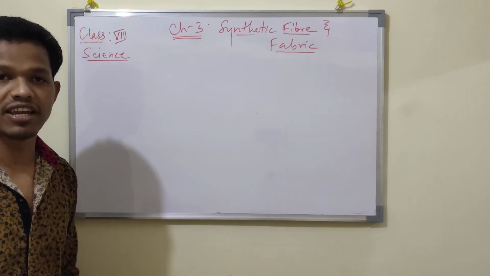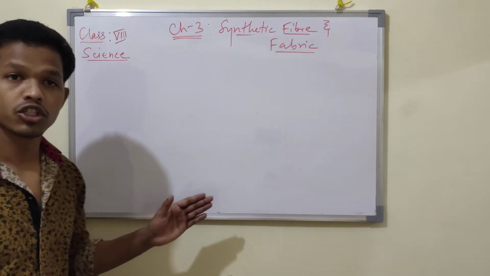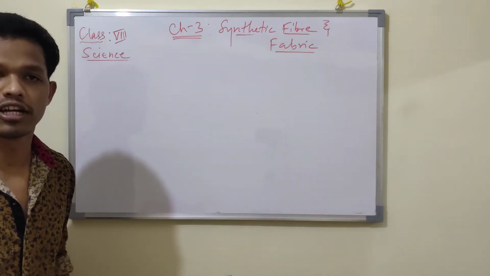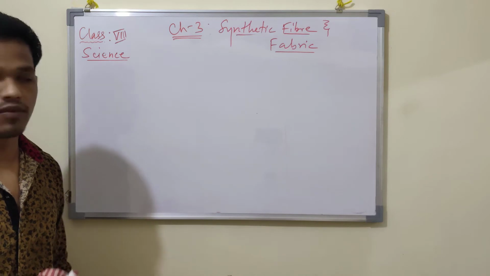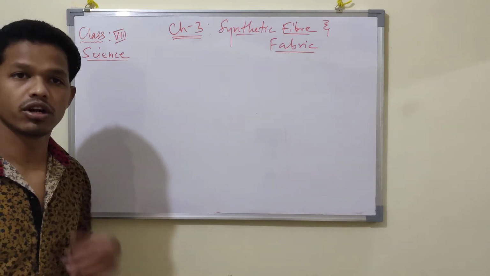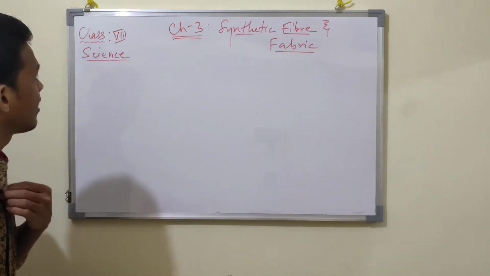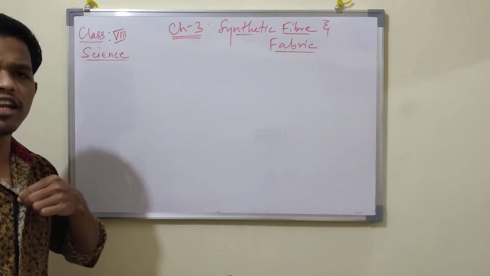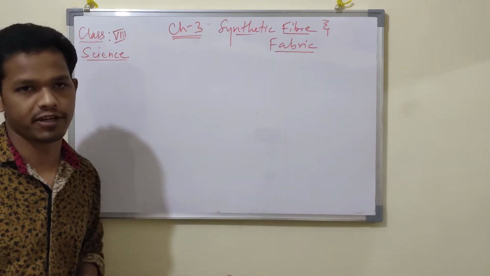The process of combining a large number of small units, that is monomers, to form a single unit called a polymer, is known as polymerization. Already we have studied the definition, and already we have a clear idea regarding polymerization. Today in this chapter we will learn different types of synthetic fiber.